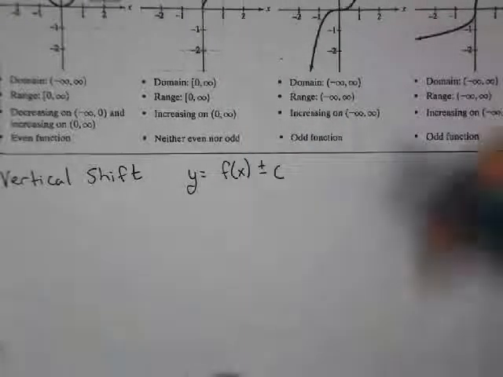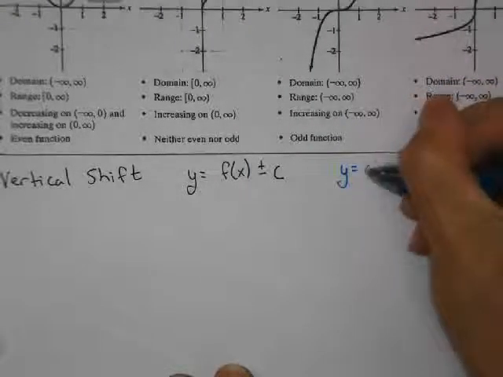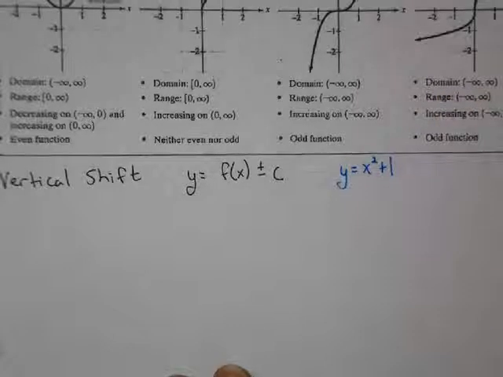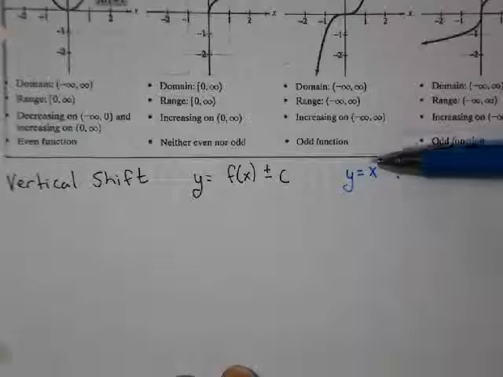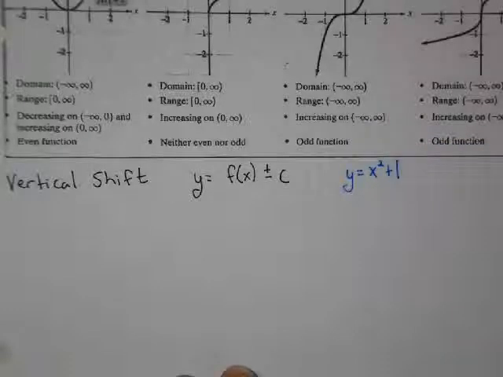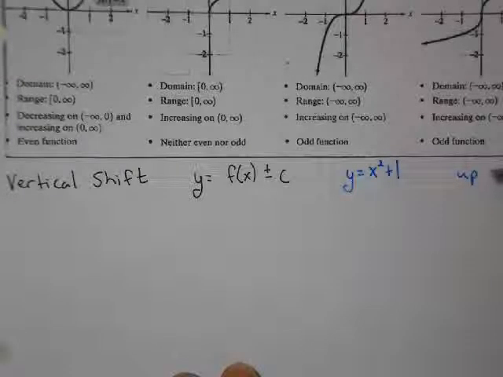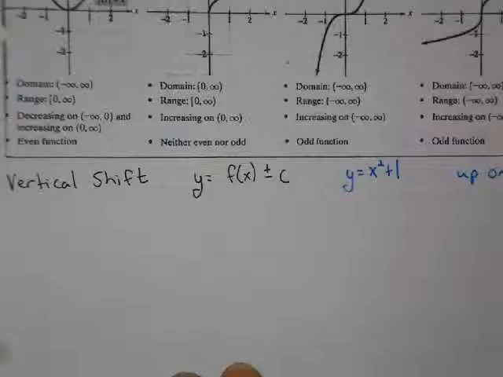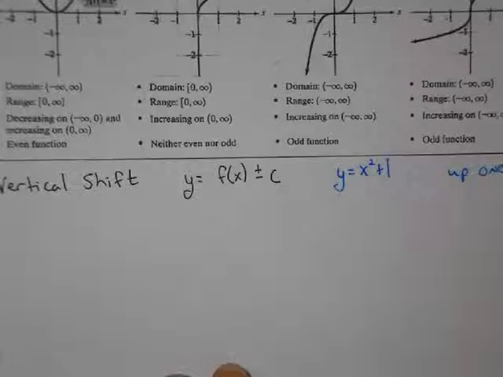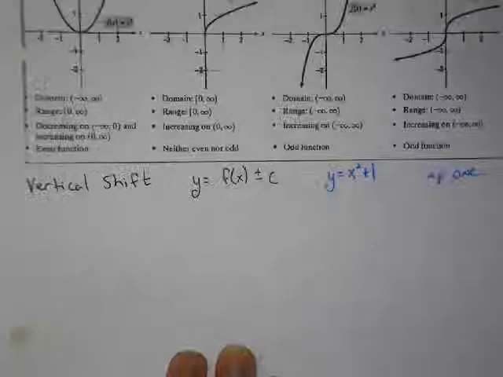So I'm going to give you an example. y equals x squared plus 1. So what do you think it means when you add 1 to the parent function? It's going to move it up 1. If it had been x squared minus 1, it would have moved it down 1. Okay? That's called a vertical shift.